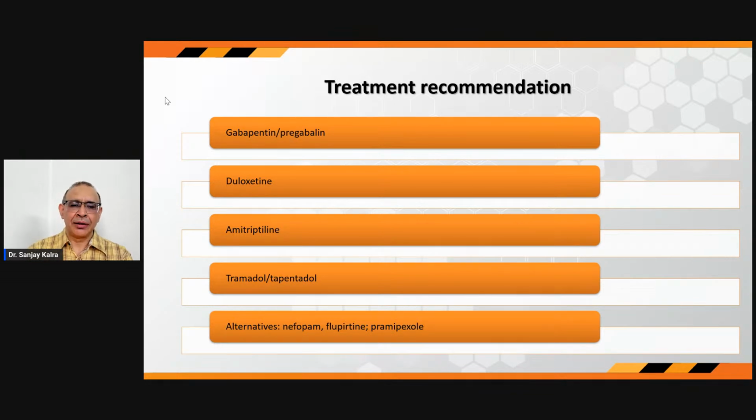nefopam, 30 milligram TDS or 60 milligram TDS. In the OPD, I would begin with 30 BD and keep on up titrating. Sometimes you will get somnolence, so do go slow. In general OPD practice for me is to start with 30 BD and then go up to 60 BD sometimes.